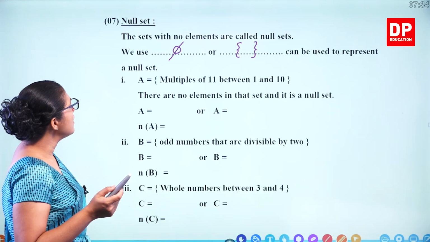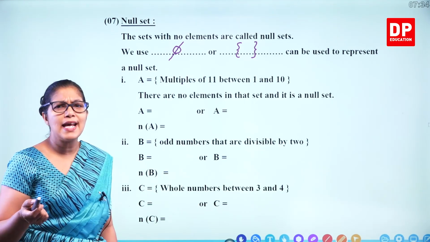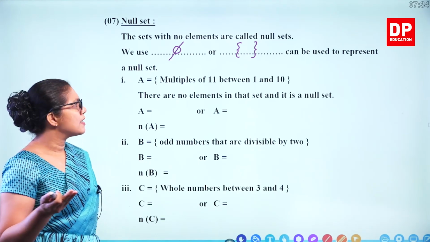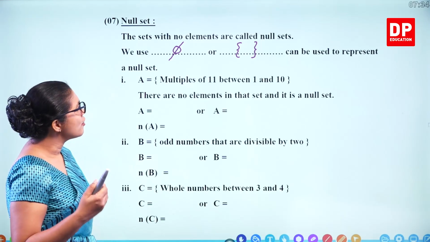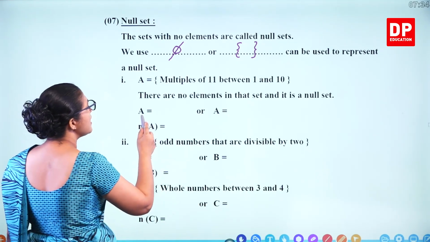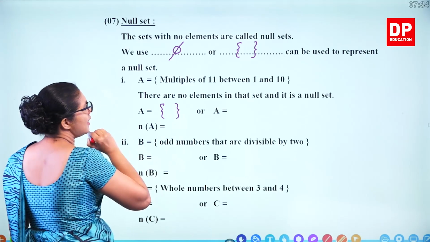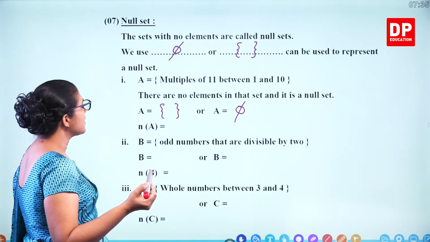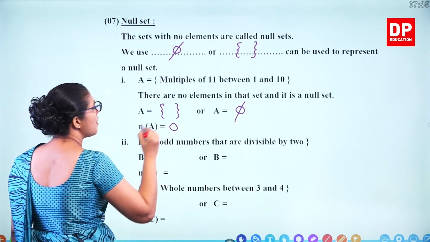Look at this one. A is the set of multiples of 11 between 1 and 10. You are not getting any elements. Multiples of 11 means starting with 11. So there are no elements. So A is a null set. So we can write it like this or chi. So what is n(A)? No elements there. So that becomes 0.